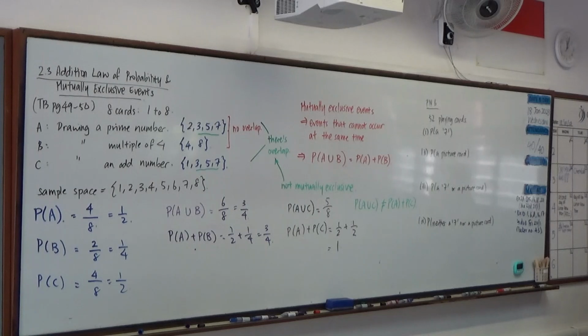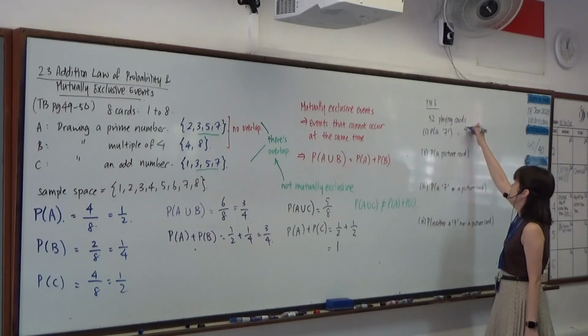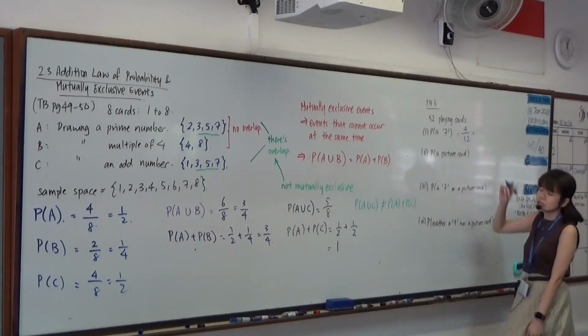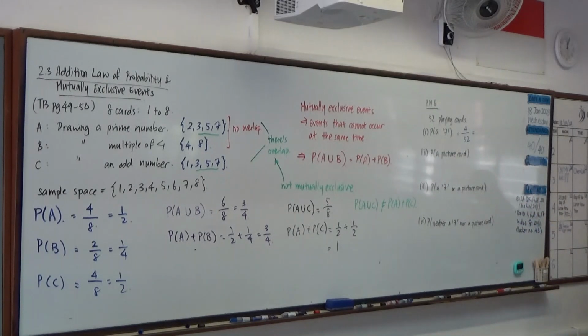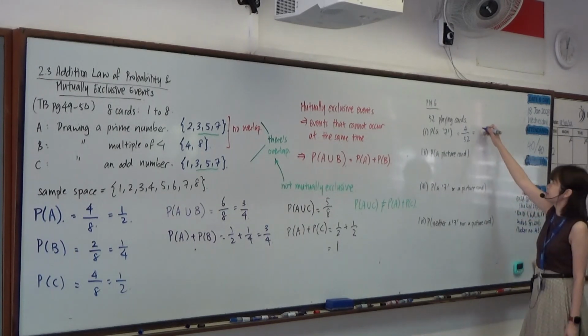So, 52 playing cards, 4 different suits. Each suit has 13 cards. In the 13 cards, we have the numbers from 1 to 10, and then we have the Jack, Queen, King as well. So to draw a 7, how many 7s are there in your entire set? 4, right? So therefore, 4 out of 52 cards. Make sure you simplify your fraction. We get 1 over 13.